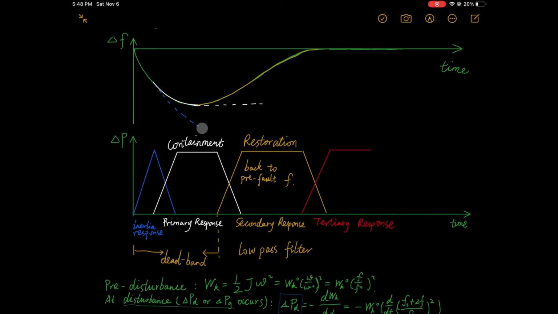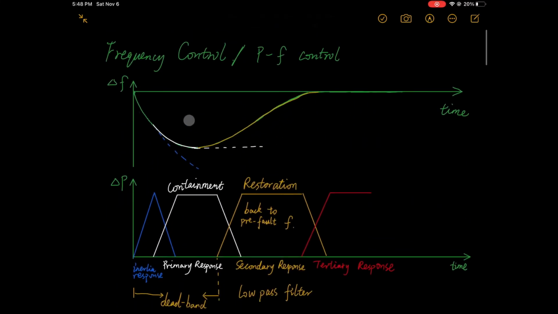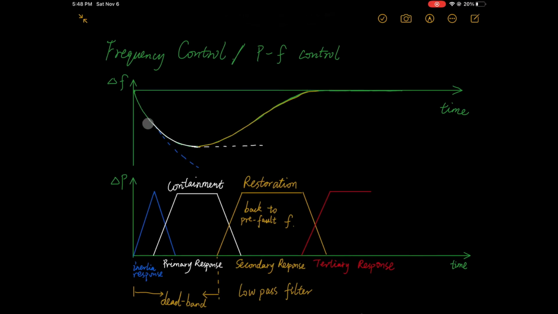The primary response, or frequency containment, is to stop frequency drift. But there is a final value error in this control, so we need a mild integral control to eliminate this error. After all this, we need to release the control effort we used to be prepared for the next disturbance, and this is called tertiary regulation. We'll talk about the details later.